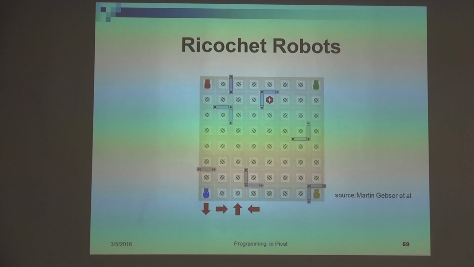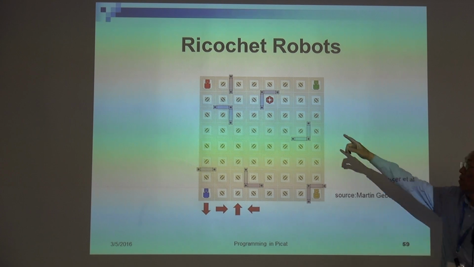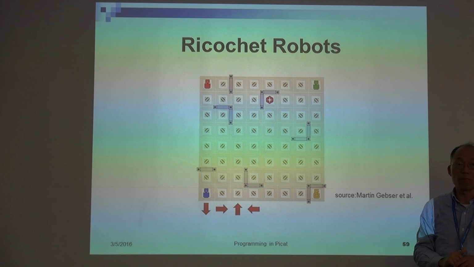Here's another example called Ricochet Robots. This one is a very interesting game. I know in Europe you can buy this game. You have robots on the board, and this location, which is a target location. One of the robots is called the target robot. So this red robot is the target robot.